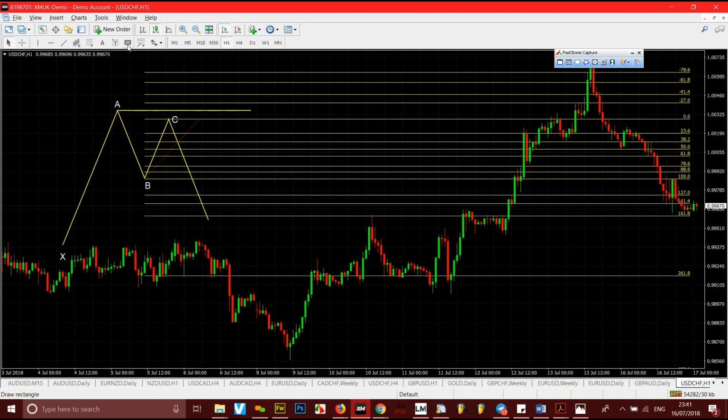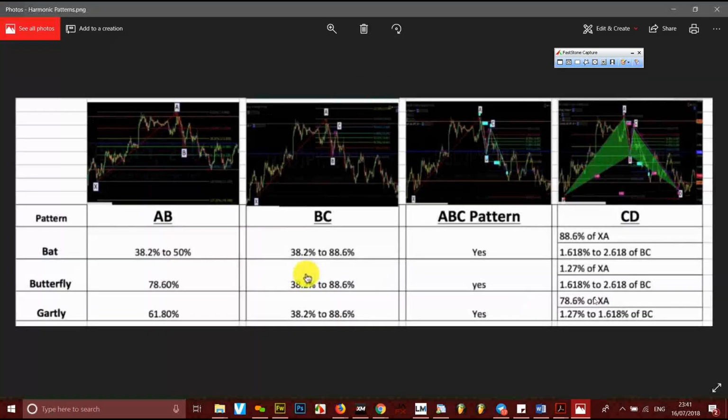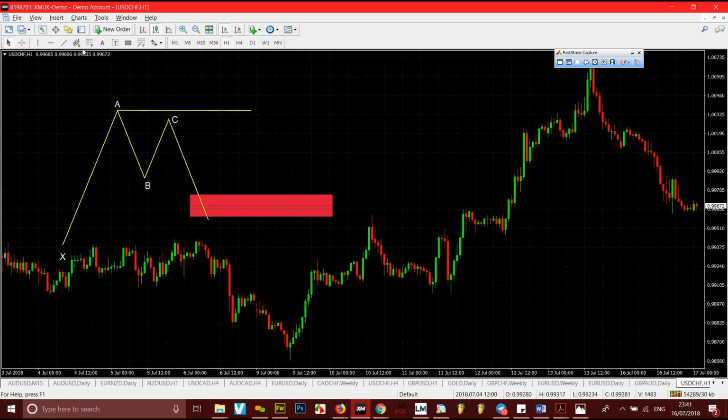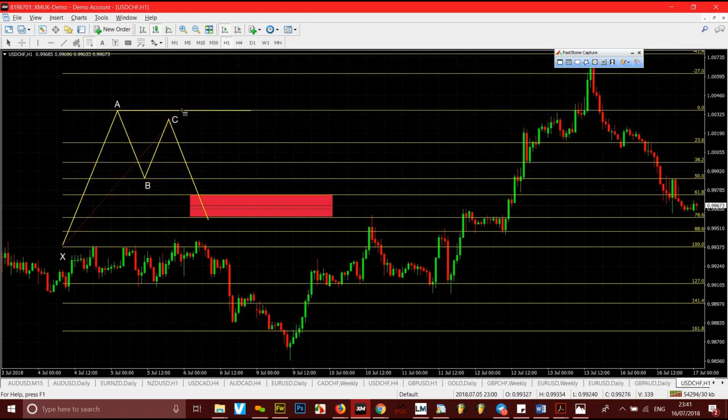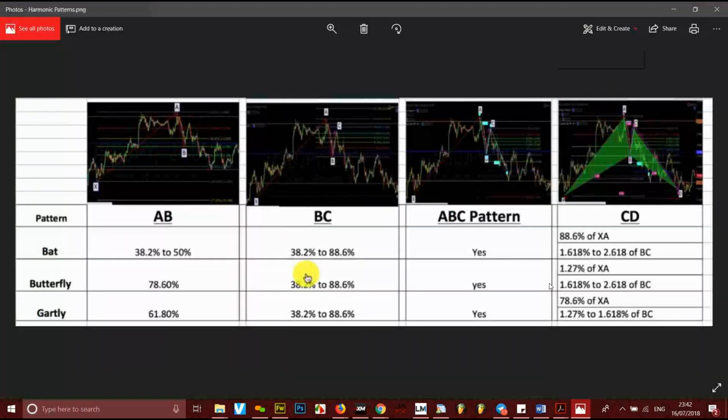See? So it means my D leg should be between this level and this level. This is where my D leg should be. It also means that it can be 78.6 of XA. So let's say I take my XA here. It should be in that level. Look at this, they did not align. So my D leg should be inside here. My 78 is in that same level where I found the 127 and 161. So that's just to confirm what these guys are saying.